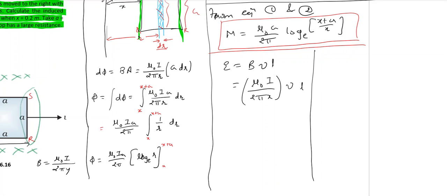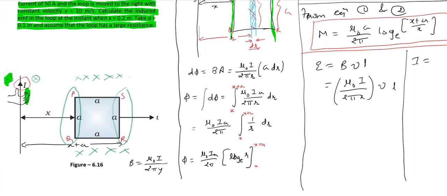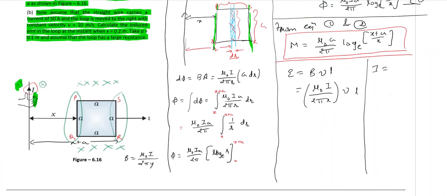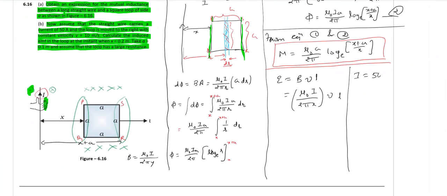So I, the current passing through the wire, is 50 ampere. x is 0.2 meter. The velocity with which the loop is moved is 10 meter per second, and the length of the square is 0.1 meter. So all the values are available. Substitute all the values in this formula and carry out the calculation.